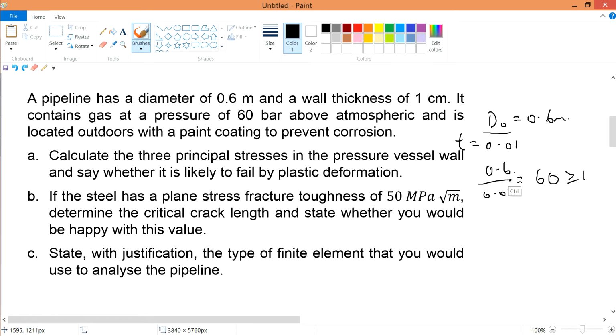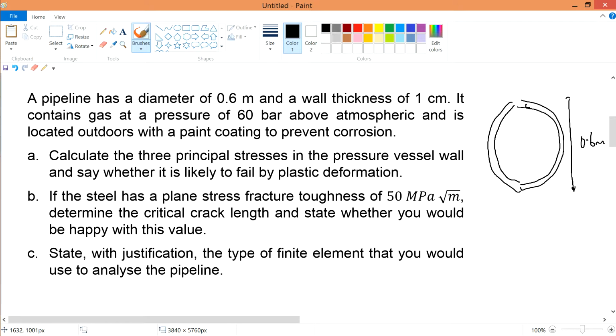So let's do it. You have to visualize your 0.6 meter diameter with a very thin 0.01 meter thickness. This is why we talk about thin vessels. At least you can visualize that I'm doing this in terms of a thin vessel.